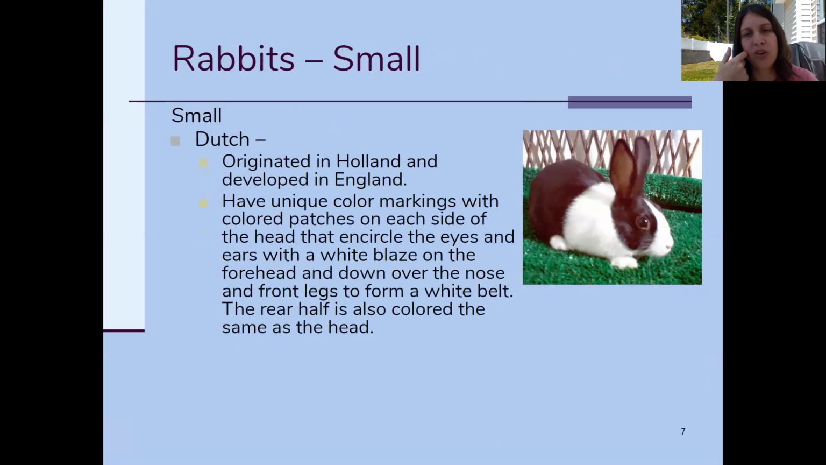Moving into the small group, the first one we have is the Dutch. So another rabbit breed from Holland. It was further developed in England. It originated in Holland, and they were like, oh, what a cute little rabbit. It's got on pants. And then they took it over to England and they were like, we like this rabbit with pants. We're going to make sure all of these rabbits have pants. And so it was further developed over in England.